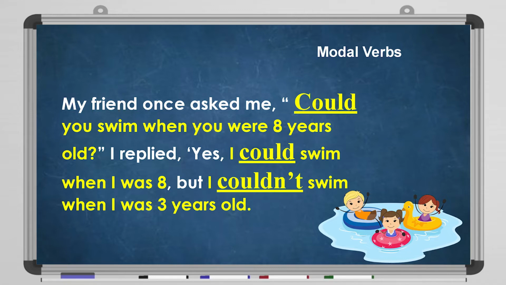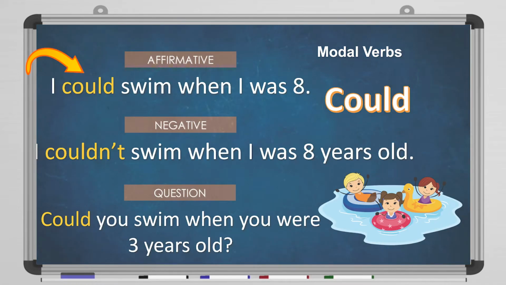Let's take a closer look at the sentences in this paragraph. I could swim when I was 8. This is an affirmative sentence, meaning I'm expressing my ability to do something in the past. So I said, I could swim when I was 8. In the second sentence, I used the negative form for the word could. I couldn't swim when I was 8 years old. In the question form, I said, "Could you swim when you were 3 years old?"